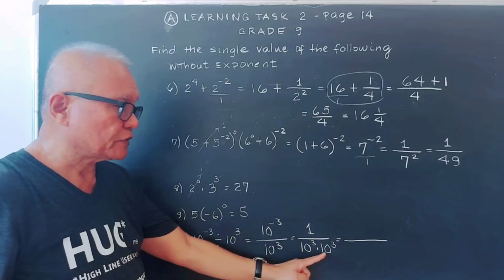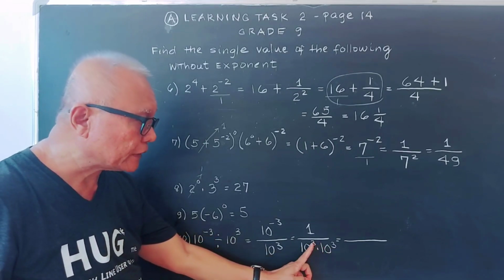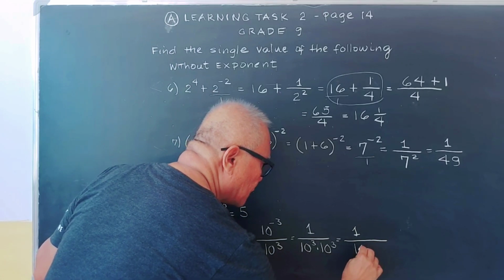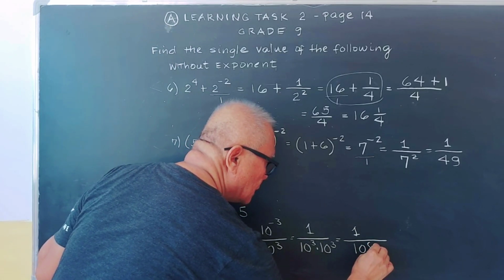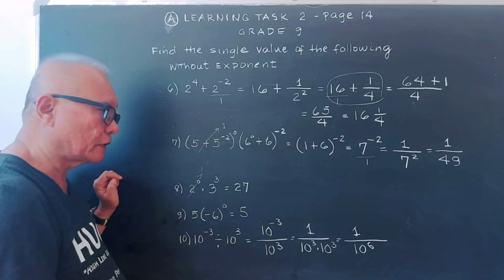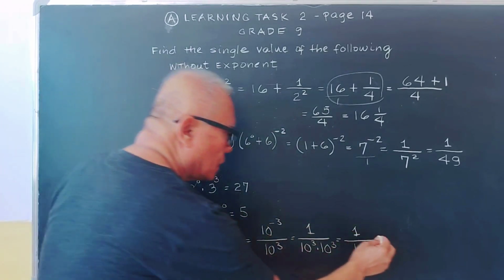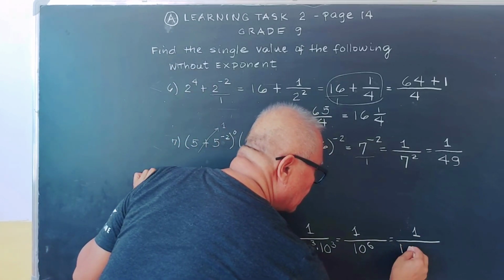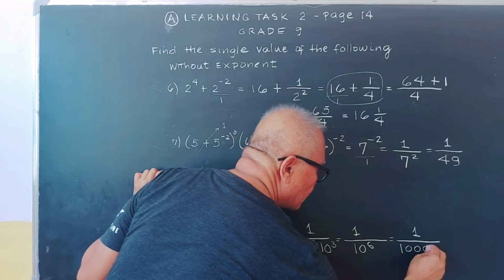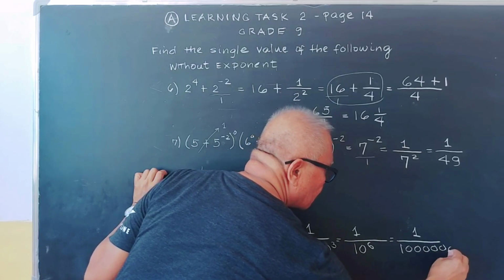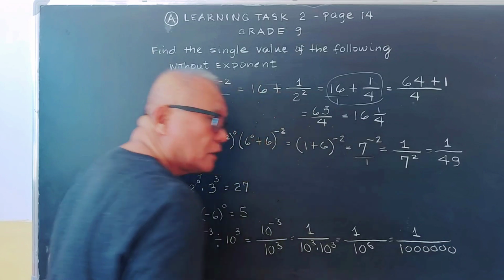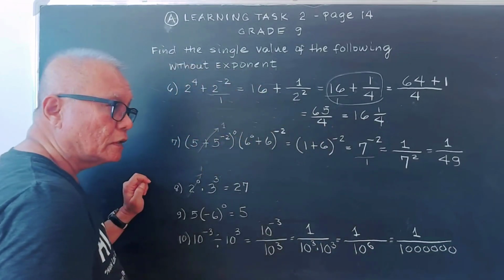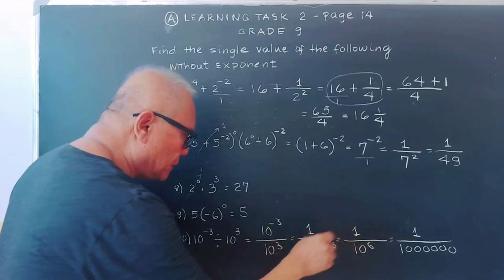Ano yung 10 cube times 10 cube? We add exponent. 3 plus 3. So, 1 pa rin sa taas. Ito ay 10 to the 6. Okay. O, gawin natin puro 0. So, is 1, tapos 1, and 1, 2, 3, 4, 5, 6. 1 over 1 million. 6 zeros. 1 divided by 1 million.